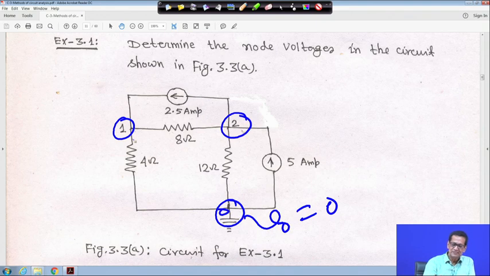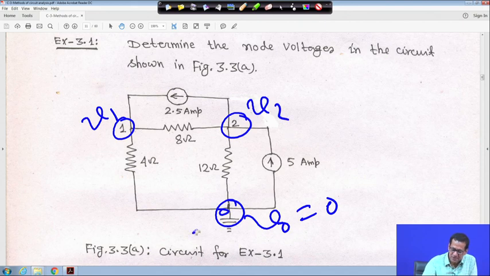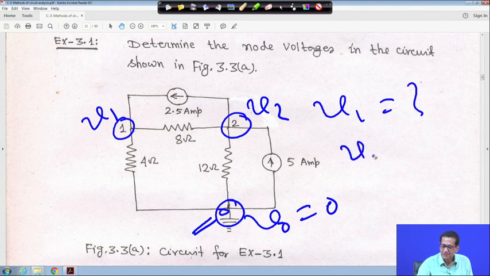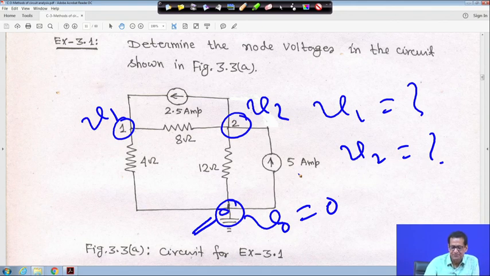So this is my node 1, this is my node 2, that means this voltage is V1, this voltage is V2 with respect to this reference node, and we have to find out V1 is equal to how much and V2 is equal to how much, right. And two current sources are there, 2.5 and 5. Details I have made in the next diagram, but even if V1, V2 are not marked in the circuit, if you are asked what the node voltages are, then you have to assume this is V1 and this is V2, right. So, let me clean it.